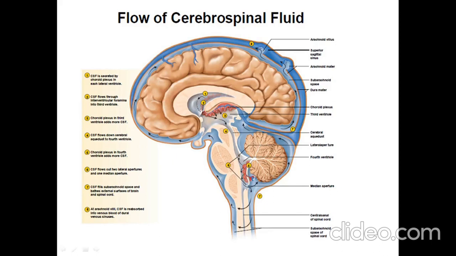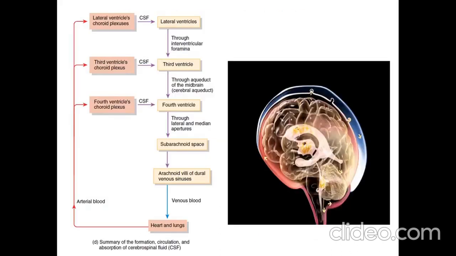This is the flow of the cerebrospinal fluid, and the choroid plexus is responsible for the production of the cerebrospinal fluid. It goes from the lateral ventricle through the interventricular foramina to the third ventricle, and from the third ventricle through the aqueduct of the midbrain to the fourth ventricle, and from the fourth ventricle to the subarachnoid space through the lateral and median apertures, and from the subarachnoid space to the arachnoid villi of the dural venous sinus and the blood.